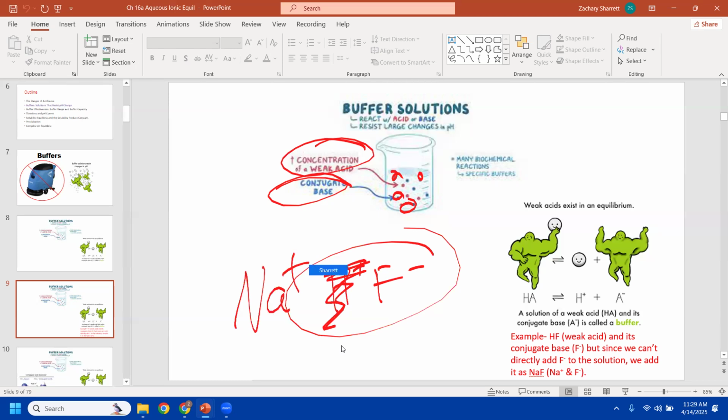That's correct. Because when you add sodium anything, the sodium just stays dissolved. Is it going to affect the pH of the solution at all? No, it's not. So this is basically what we call a spectator ion.